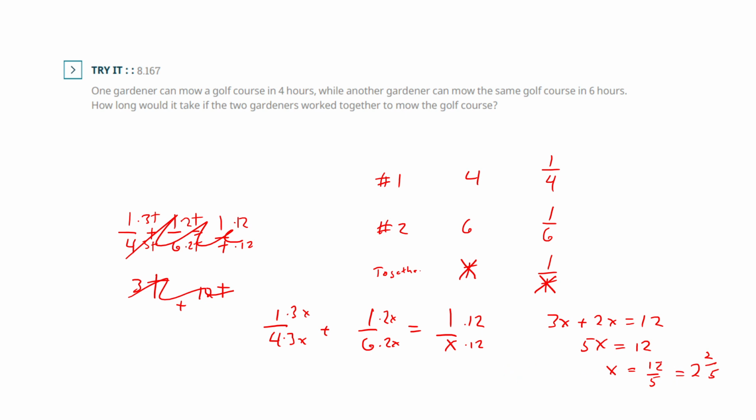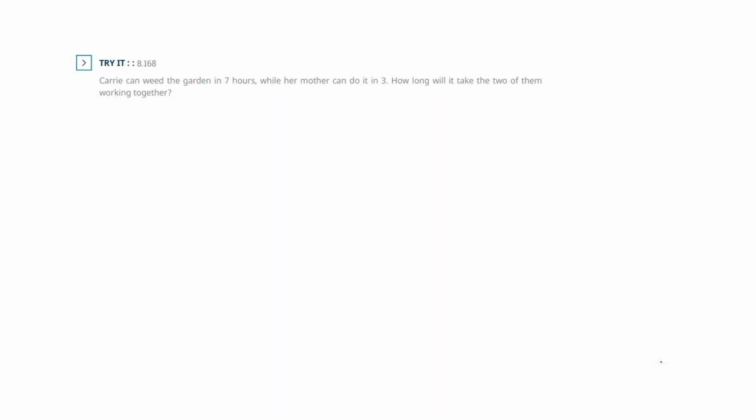Okay, try this one on your own, if you want to try it, otherwise you can just watch me. I got Carrie, I got her mother, and I got the two of them working together. All right, Carrie can do it in 7. Her mom can do it in 3. And together we don't know. So let's turn these into rates.